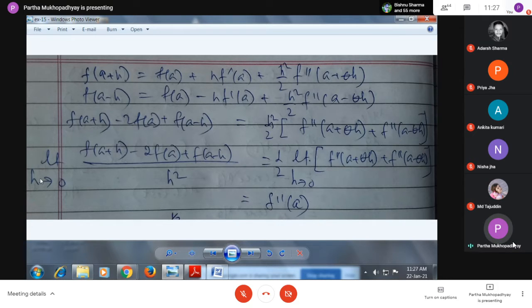Now you take the limit, h tending to 0, on both sides. So this will be the required form. That will be half of this. When h is tending to 0, theta h and minus theta h will all be very small. We can ignore them, going to 0. f double dash a plus f double dash a, that is twice f double dash a, and that is one half. So it will be simply f double dash a. So we could show that the limit of f of a plus h minus twice f a plus f of a minus h by h square, h tending to 0, is equal to f double dash a.